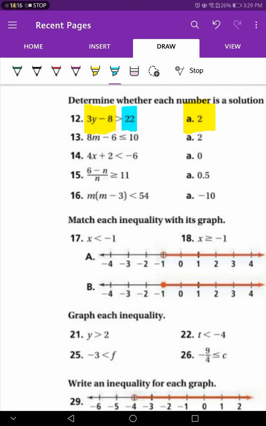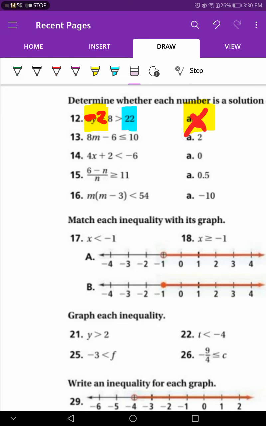Okay, I will start. Now you have to remove the y and write 2. So 3 multiplied by 2 equals 6. 6 minus 8 equals negative 2. So this is negative 2. Now, do the left side and the right side make the inequality true? No. Is negative 2 greater than 22? No. So it is not the solution.